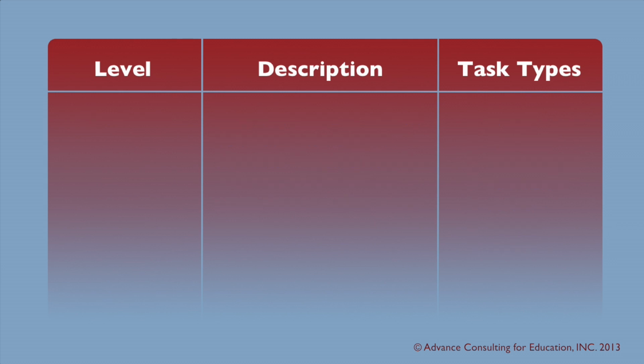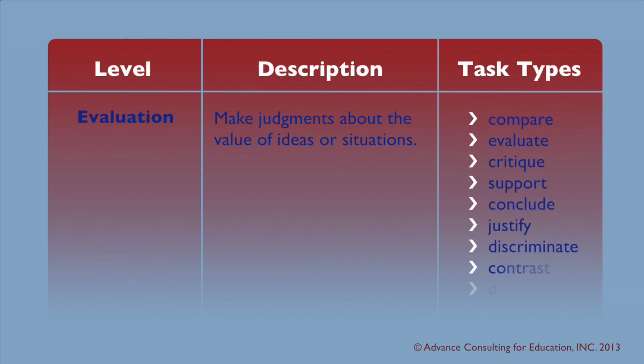The sixth and final level of Bloom's taxonomy is evaluation. At this level, students make judgments about the value of ideas or situations. So tasks that we can give them here include compare, evaluate, critique, support, conclude, justify, discriminate, contrast, and defend.